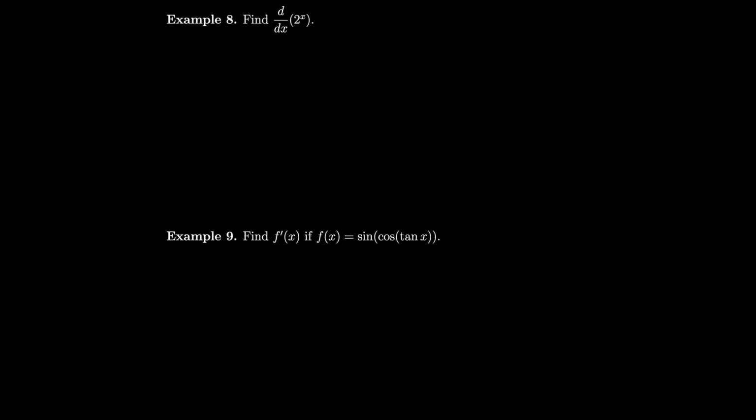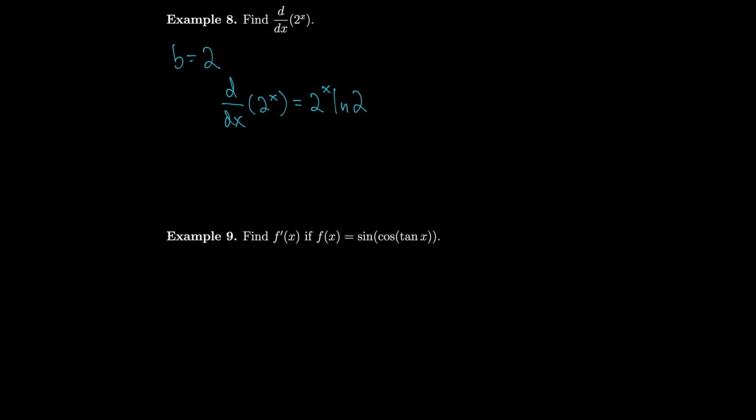So you can see that this is actually pretty easy to apply, at least for this problem. We have the derivative of 2 to the x, well that means b is equal to 2. So we're looking for the derivative of 2 to the x. Well, that's just 2 to the x times ln 2.